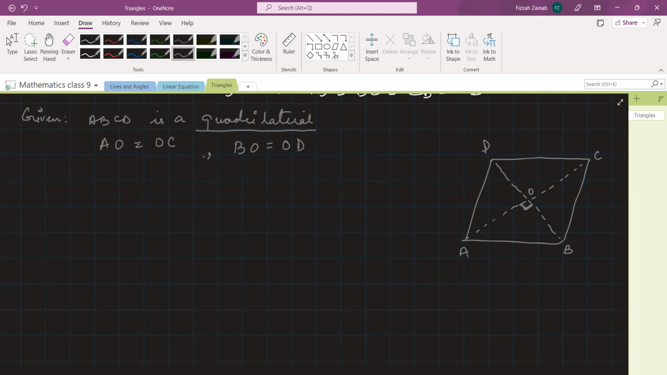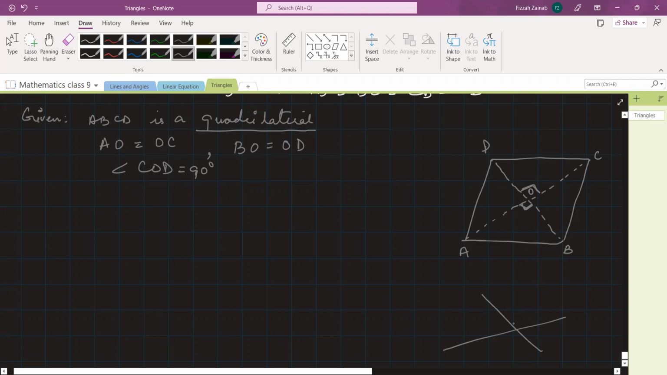And also one of the angles is 90 degrees, right? So let's say angle COD is 90 degrees. If one angle is 90, all the other angles will be 90, that you can see yourself. Why 90? See, I told you in the chapter lines and angles, whenever you have an X, opposite angles are equal. So if this is 90, this is 90, correct? Now, angle 1 and angle 2 are a linear pair. So if angle 1 is 90, angle 2 is also 90. Is that understood?